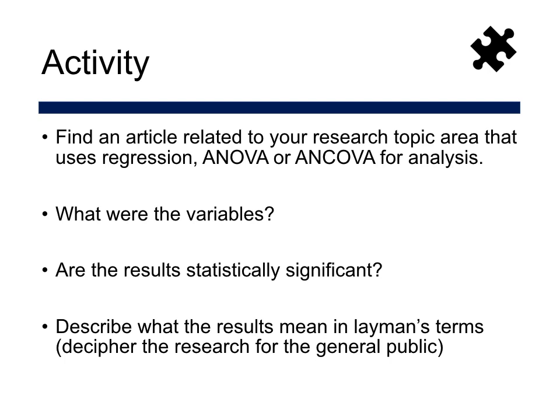All right, so here's an activity. Find an article related to your research topic that uses regression, ANOVA, or ANCOVA for analysis, and decide what the variables are that are being studied. Did the study show any type of statistically significant results? And describe what the results mean in layman's terms. So decipher the research for the general public.